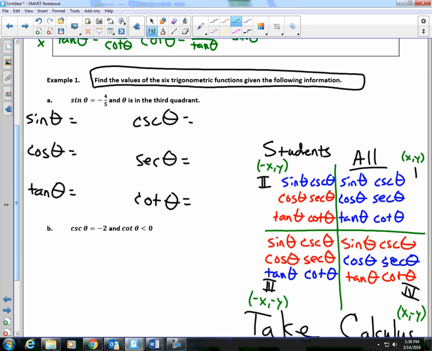You tell me, okay, you tell me, what is the exact value of sine of theta? What does the problem tell us? Sine of theta is negative 4/5.